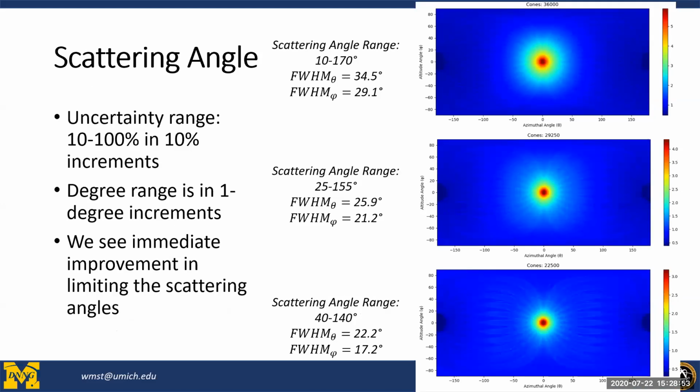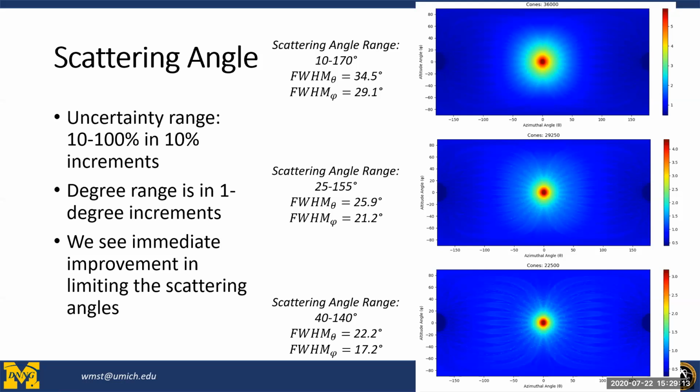We can also look at the scattering angle: if we reduce the range of scattering angles for our system, how does that impact everything? So in this case, we have our base image here, scattering angles from 10 to 170 degrees. So all the way from very low angle scatters to very high angle scatters.